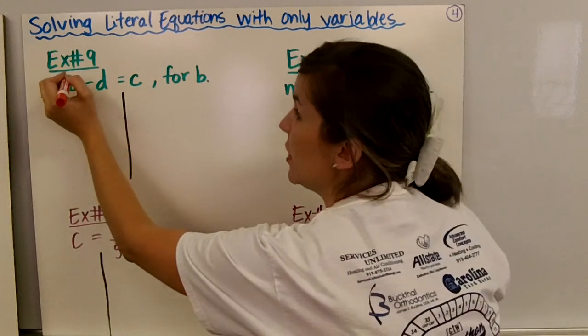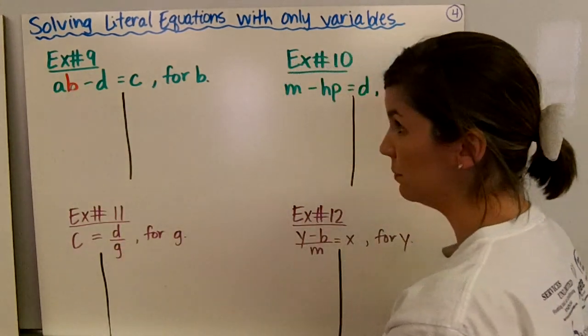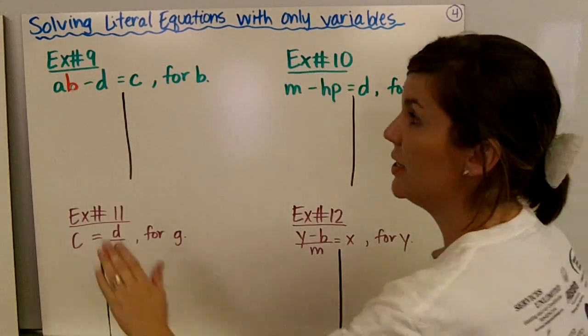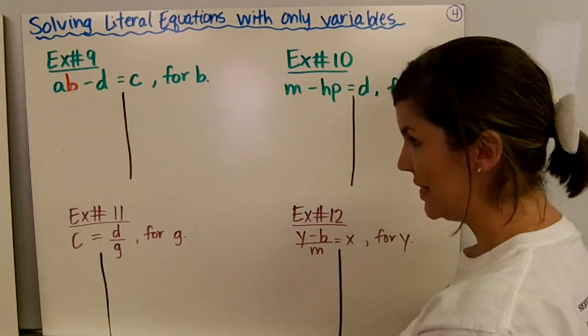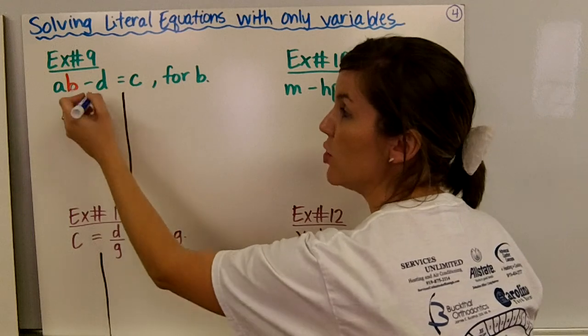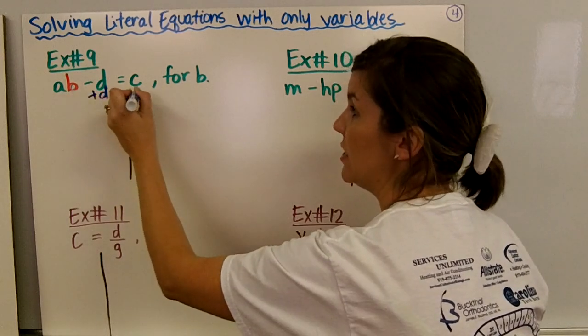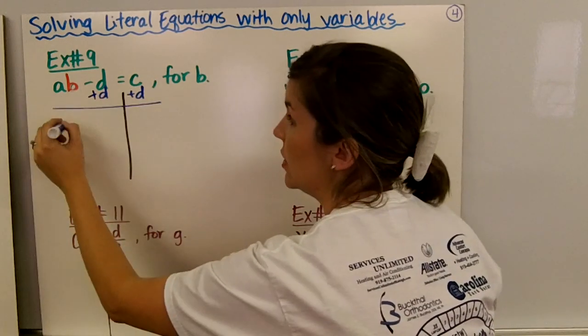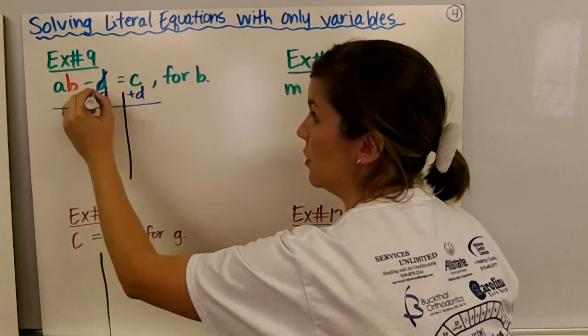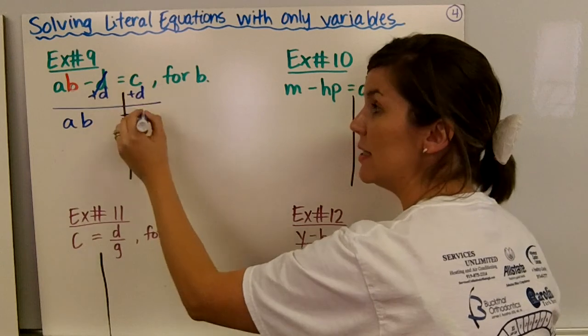Solve for B. So here's the one that I want, B. I need to cover up what's with B and get rid of this minus D first. So the opposite of subtracting D will be to add D to both sides. So I have A, B, those cancel, equals C plus D.